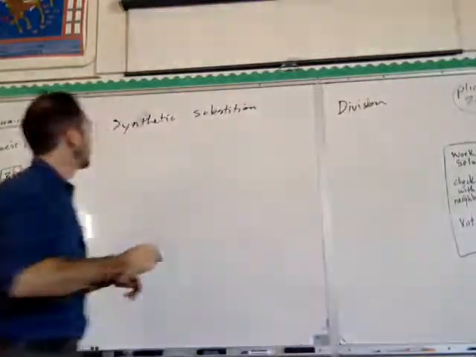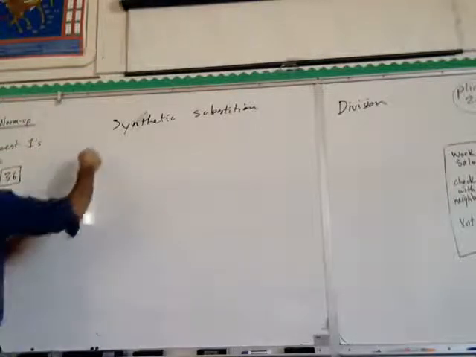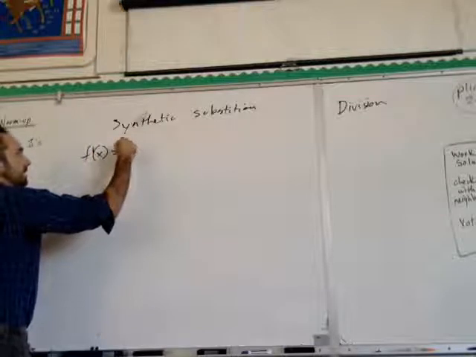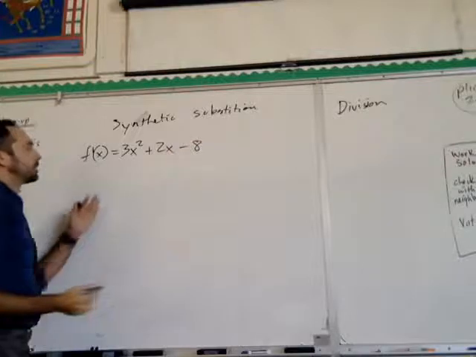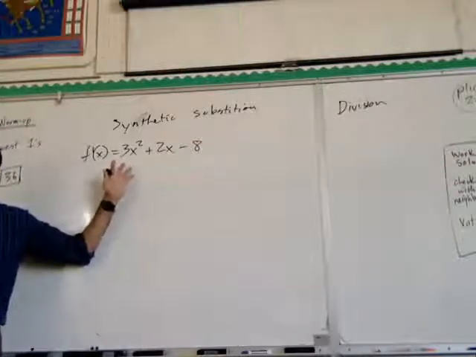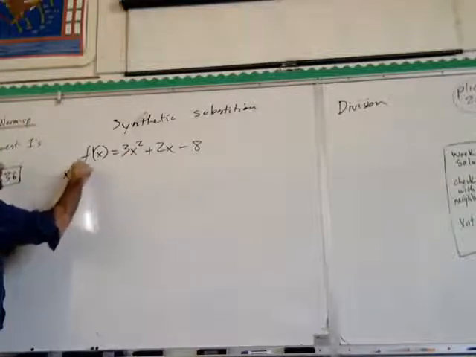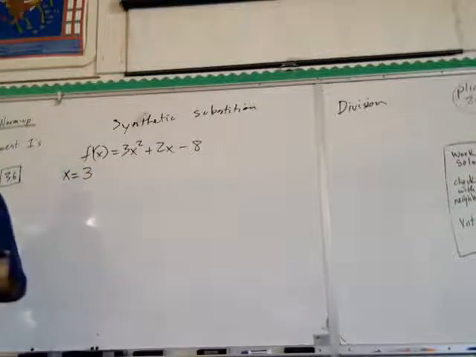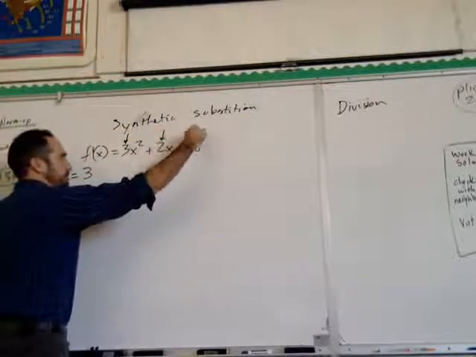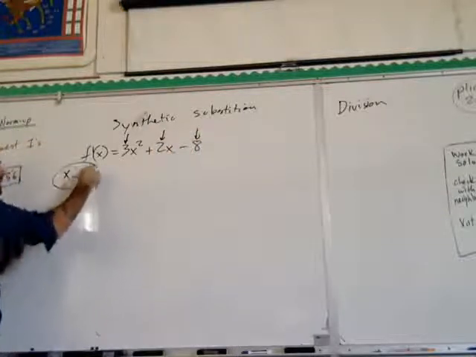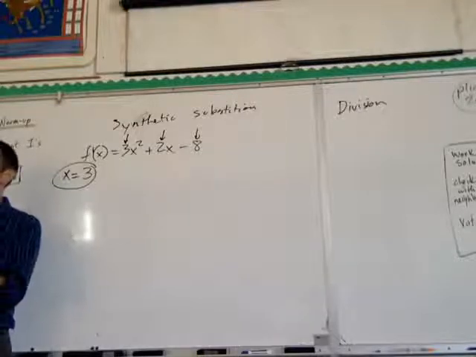Synthetic substitution is super helpful when we have something like this. We have f of x is equal to, let's say, 3x squared plus 2x minus 8. We just have a function, in this case a quadratic because it's second degree, and we want to plug in x is equal to 3. We can use synthetic division, which uses the coefficients and our constant, and it uses our x value to figure out what our final value is. It's really amazing how it works out.